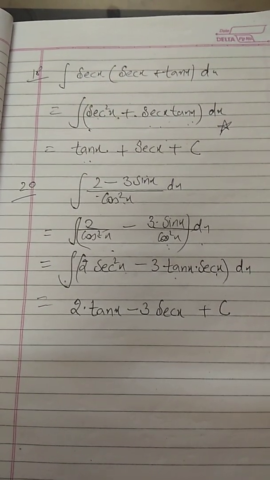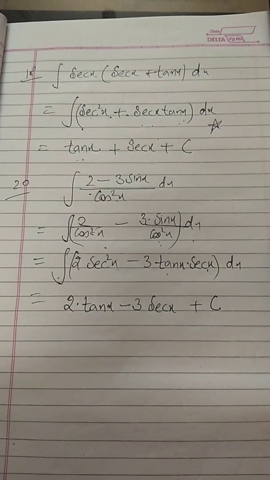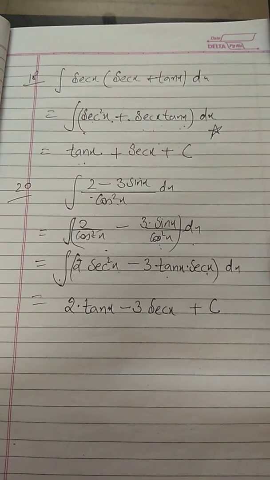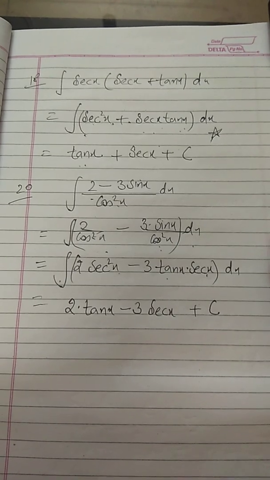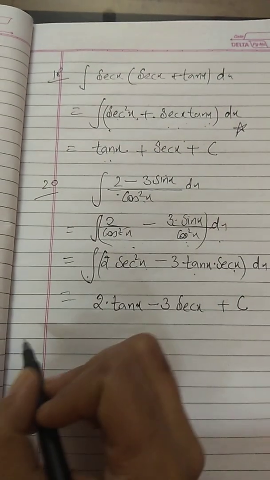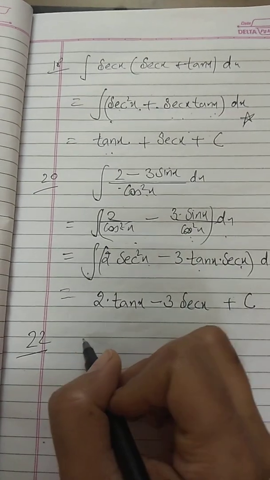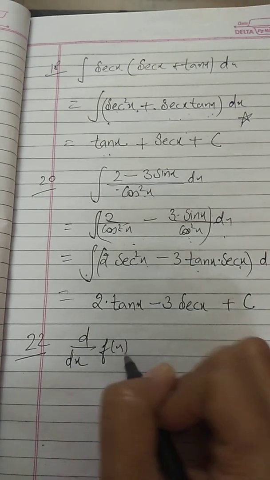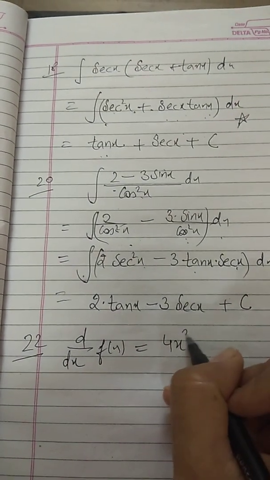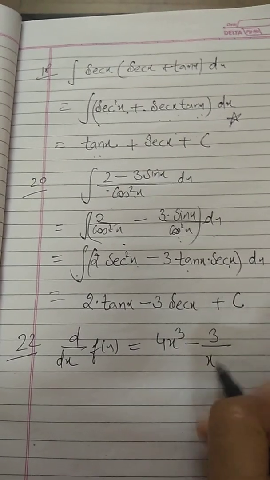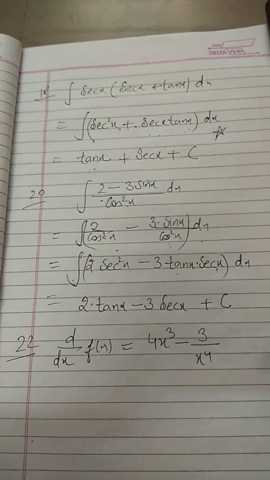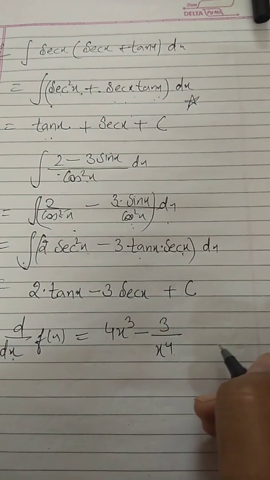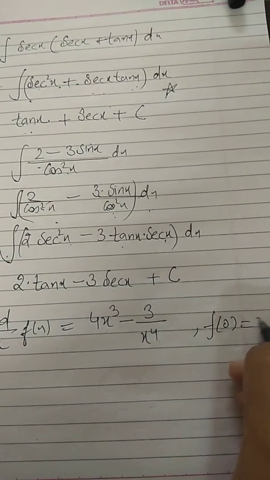Now sum number 22, it is given the derivative of the function is this, such that f of 2 is 0. Then what is f of x? That means you have to find the antiderivative of the function. Okay, let me explain it. What is the meaning of the given thing? It is given derivative of f of x is 4x cube minus 3 upon x raised to power 4. Okay, so this side we have the derivative, and one more thing is given that f of 0 is 2.